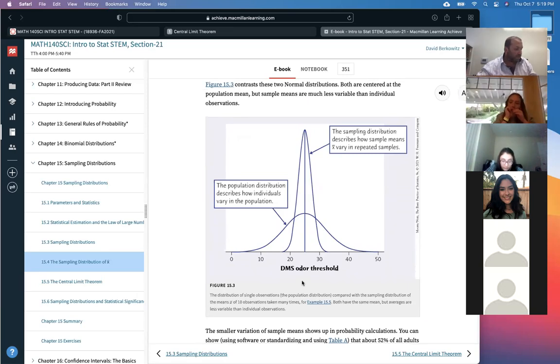Figure 15.3. I guess with this histogram, they kind of smoothed it out. In other words, imagine there are columns here to make a histogram, and they smoothed it out. It's going on behind the scenes. I don't really like how they did that.